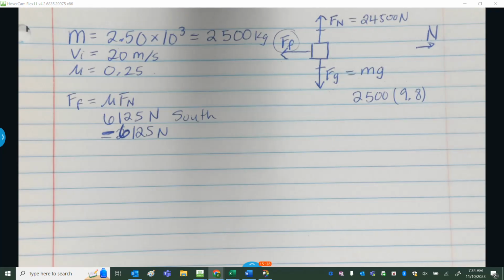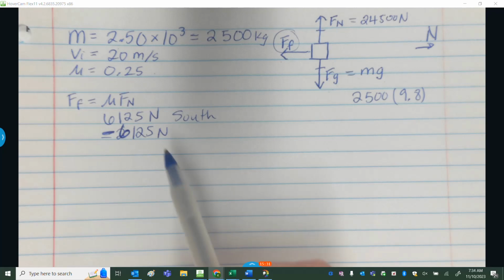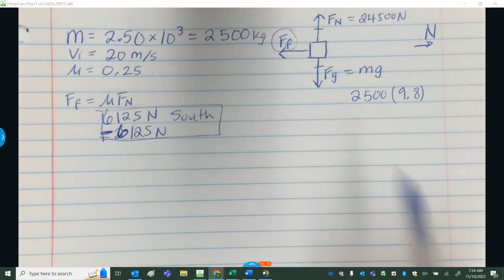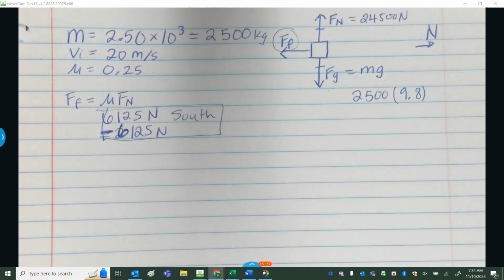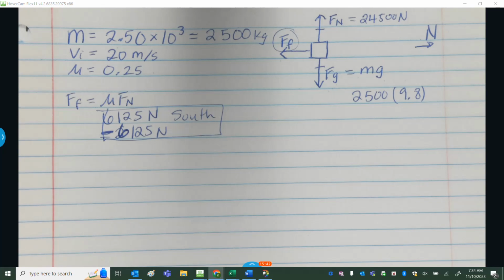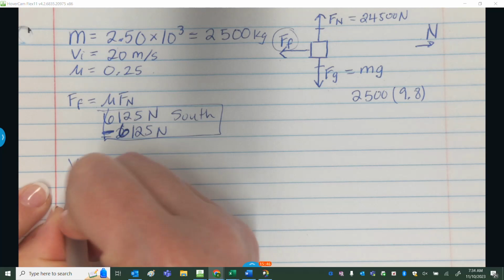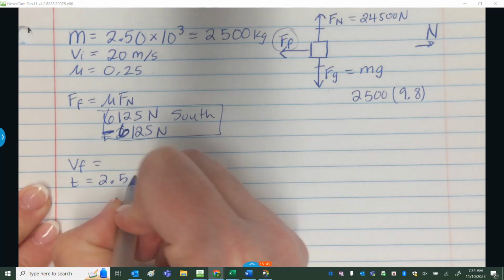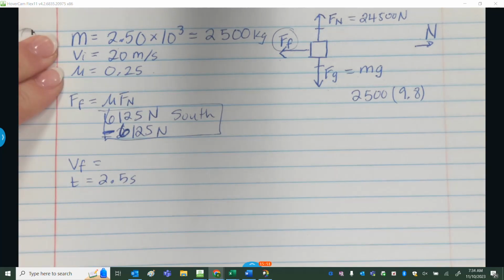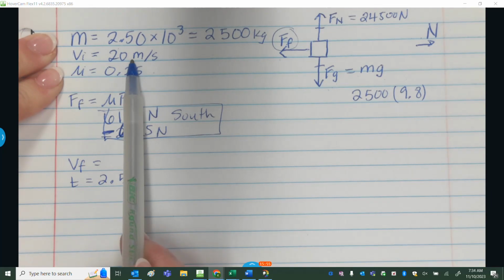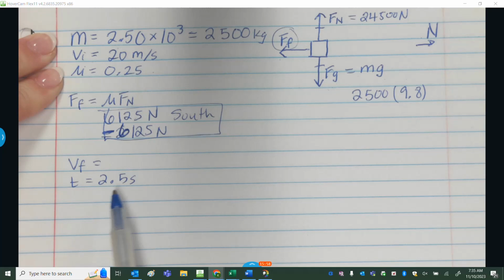All right. So we've answered the second part of the question. What is the braking force? Whichever way you chose to write it. The third part of the question says, what is the car's velocity after 2.5 seconds? So it wants us to find the final velocity after a time of 2.5 seconds given this information here. So we started with a velocity of 20 meters per second. We want to figure out how fast it's going after 2.5 seconds.